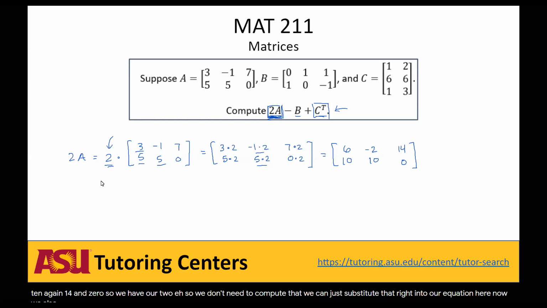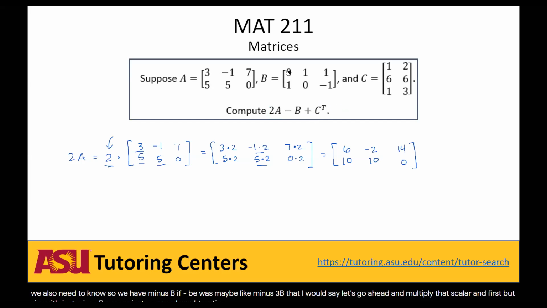Now we also have minus B. If it was maybe like minus 3B, then I would say let's go ahead and multiply that scalar in first. But since it's just minus B, we can just use regular subtraction. That's pretty easy to do, and I'll show you how to do that in a minute.